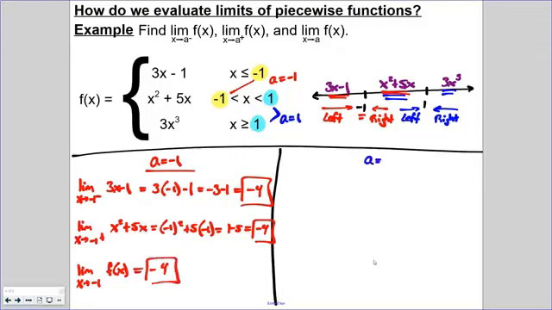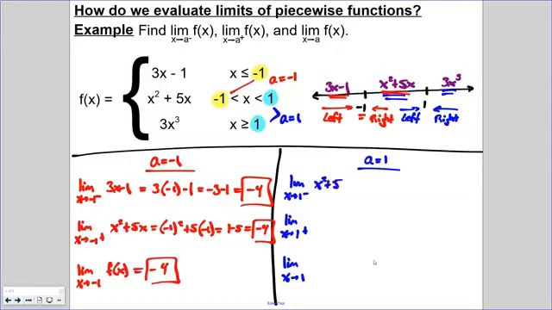So we're going to have a equal to +1 now. And then we can set up our limits. The limit as x approaches +1 from the left, the limit as x approaches +1 from the right, and the limit as x approaches +1. Now we just need to fill in the expressions that we're going to be using, and as we've already talked about, the limit as x approaches 1 from the left is going to be x squared plus 5x.